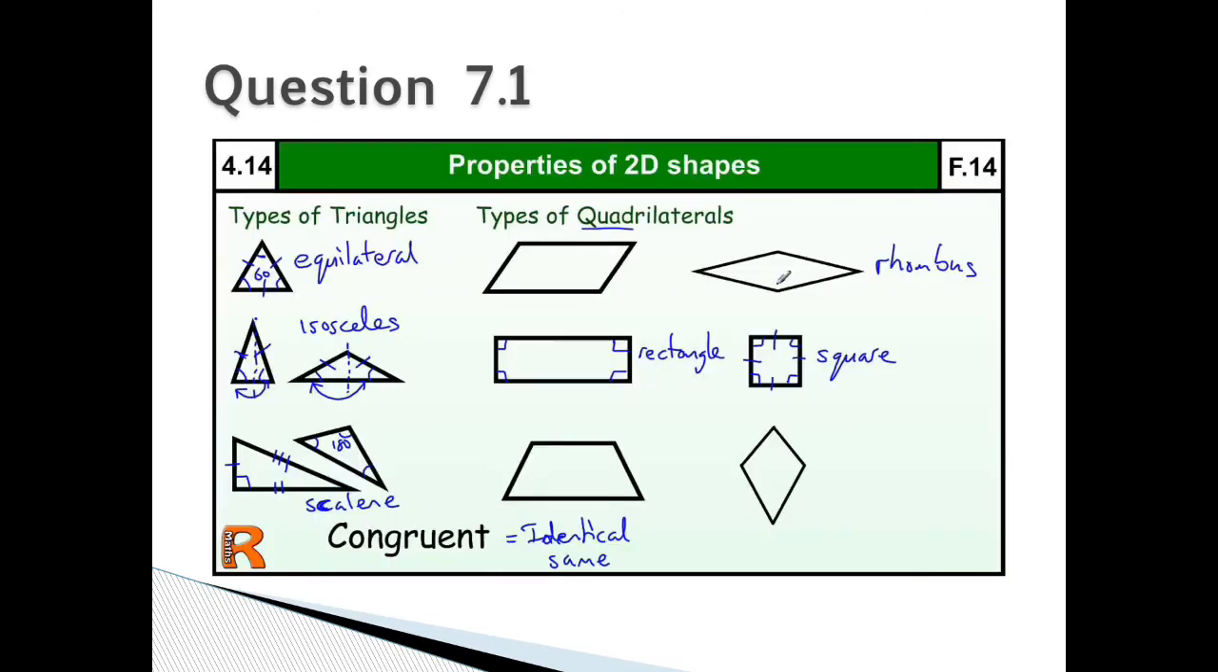Properties of 2D shapes. Types of triangles. In an equilateral triangle, all sides are equal and all the interior angles are equal. In an isosceles triangle, the opposite sides are equal and opposite angles are equal. In a scalene or a right-angled triangle, sides are not equal. Types of quadrilaterals: you'd get a rhombus, rectangle, square, or a kite. Remember that congruent means that they are identical or the same.